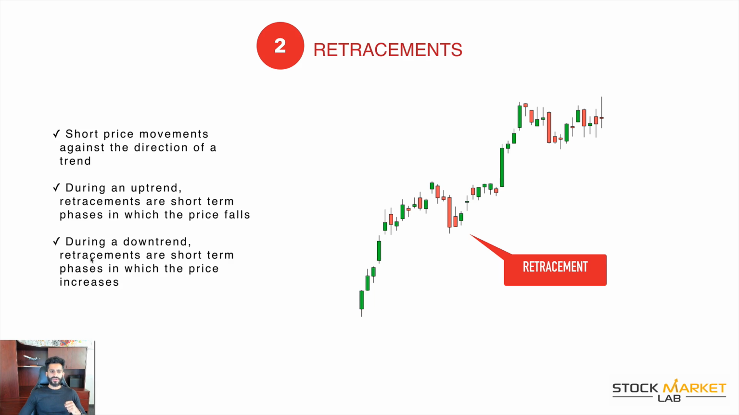During a downtrend, retracements are short-term phases in which the price increases. So basically, if a stock goes on a downtrend, this is what a retracement would look like. And then usually if it's a retracement, the stock continues the move down. So far, we are in an uptrend. The stock retraces, takes a break, and then continues.